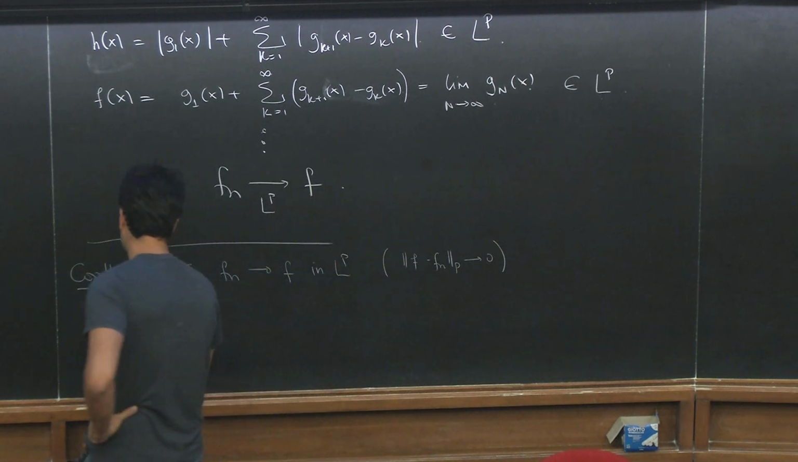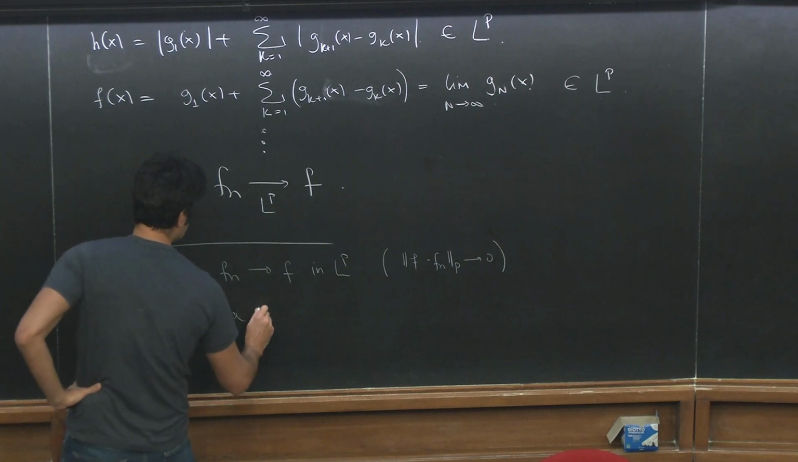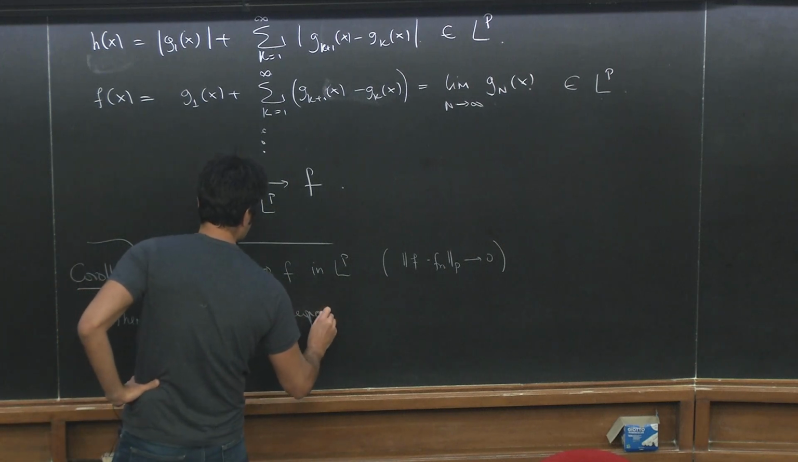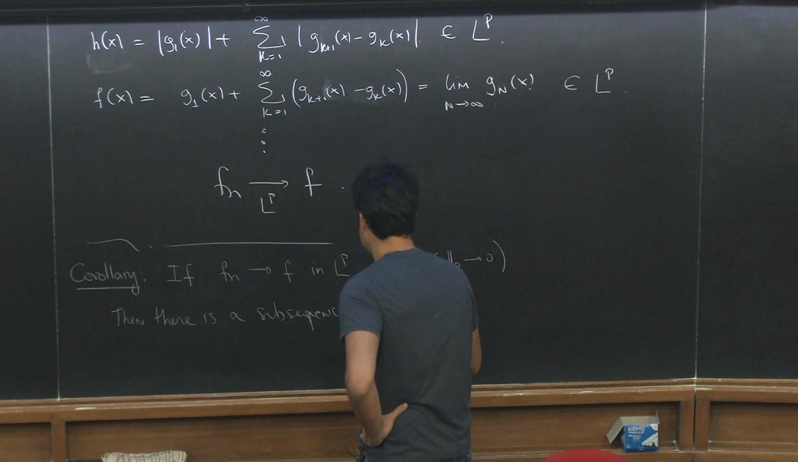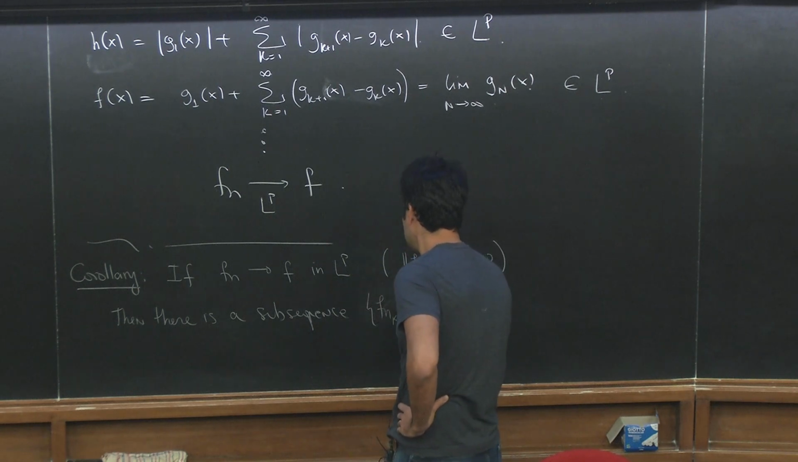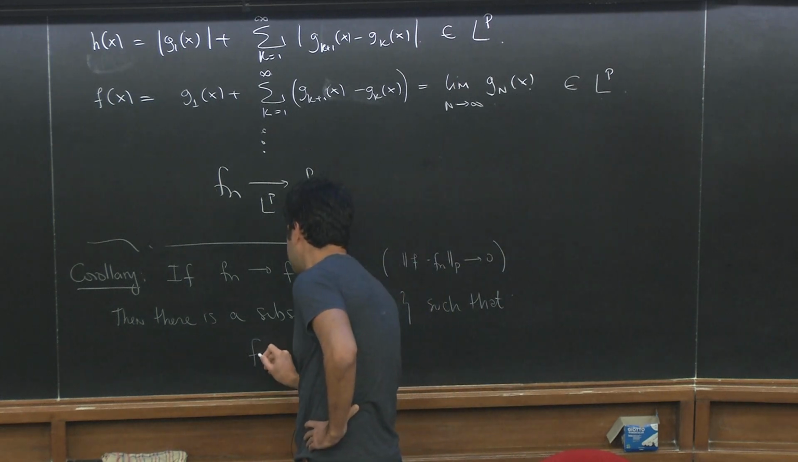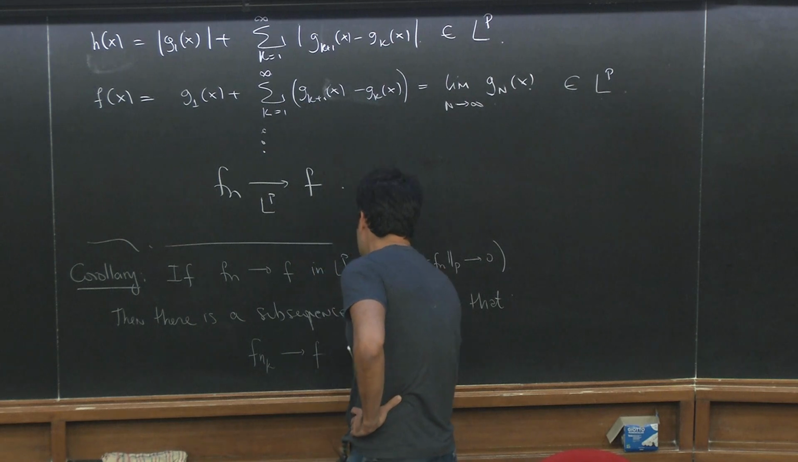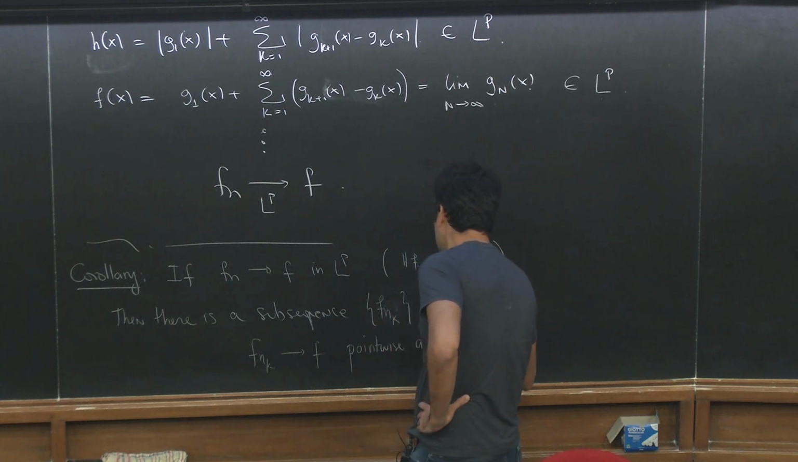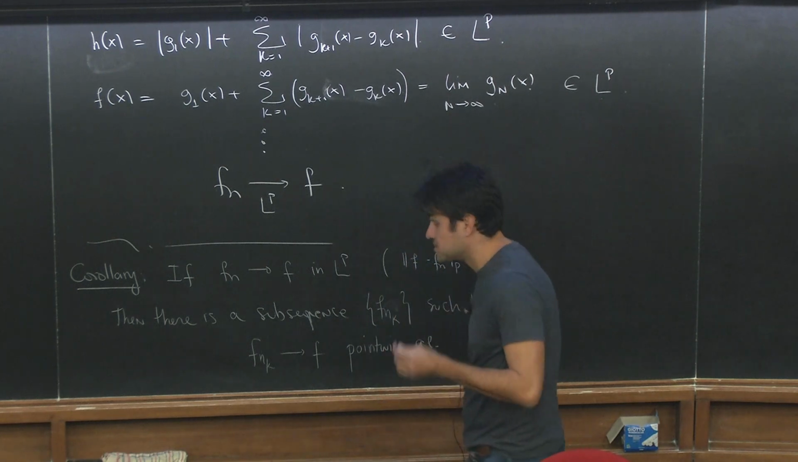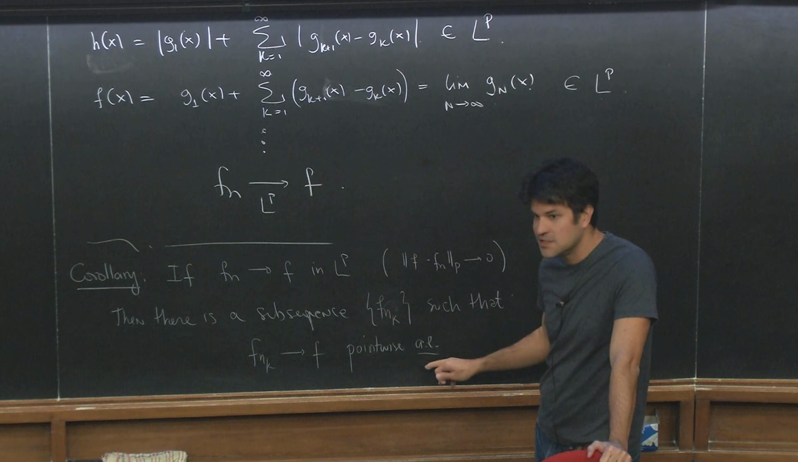Then there is a subsequence, let's say f_{n_k}, such that f_{n_k} converges to this f pointwise almost everywhere. So every time you have a convergent sequence in LP, you can extract a subsequence that converges to your limiting function pointwise almost everywhere.